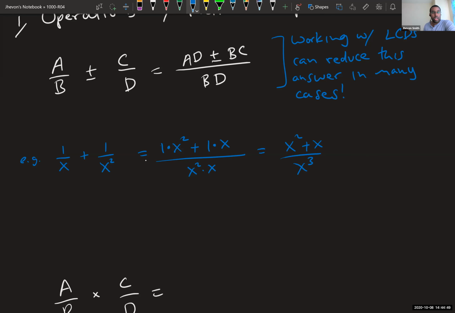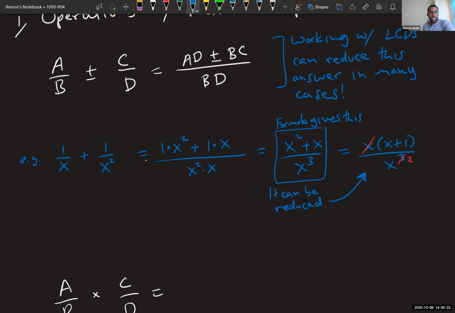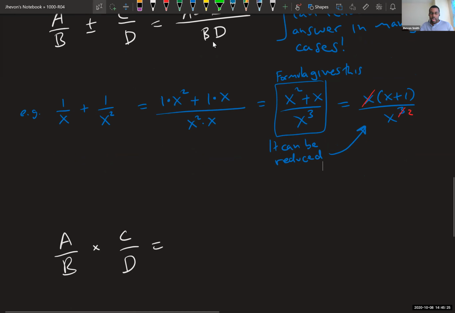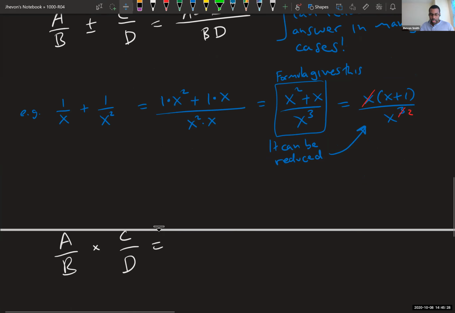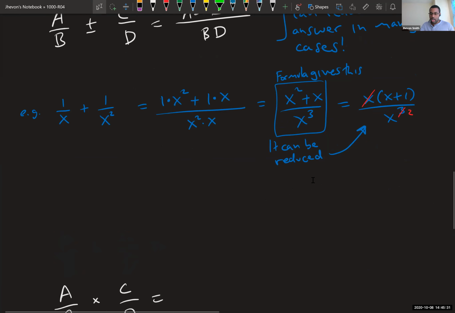Now this is the correct answer. However, it can be reduced, right? So you could factor out an x and you can just cancel these guys, right? So the formula gives this answer. It can be reduced, right? So it's not like it's going to give you the wrong answer. It'll give you the right answer. But if I ask you for a simplified version of the answer, the formula is overkill. It'll give you the answer, but you can potentially reduce it further afterwards.